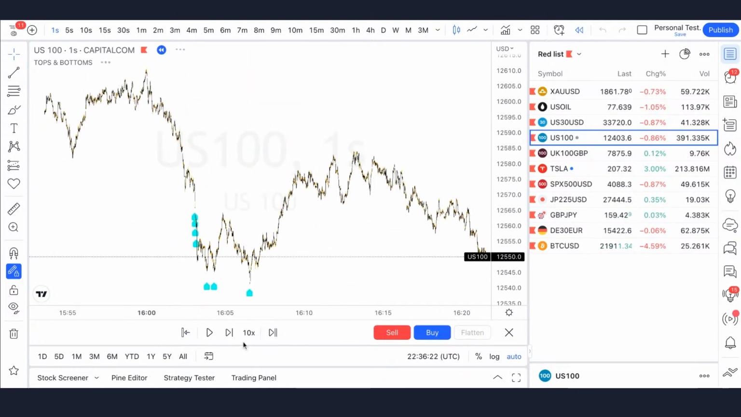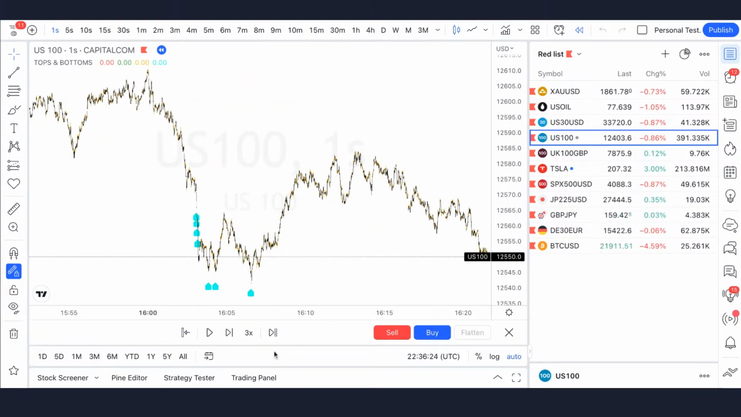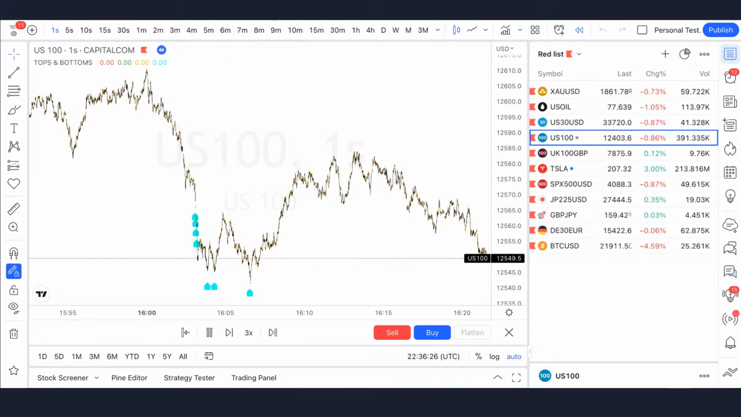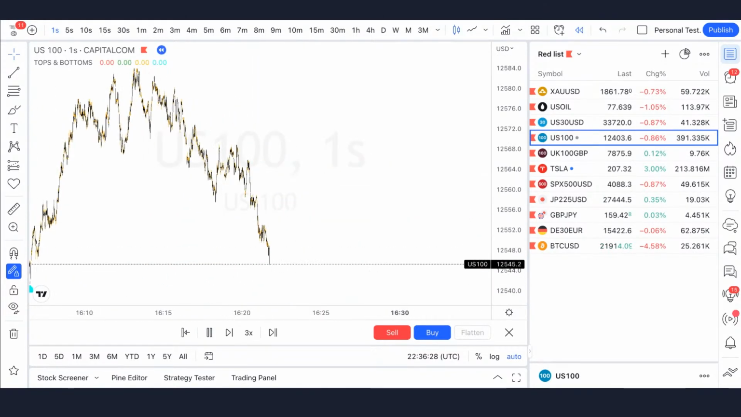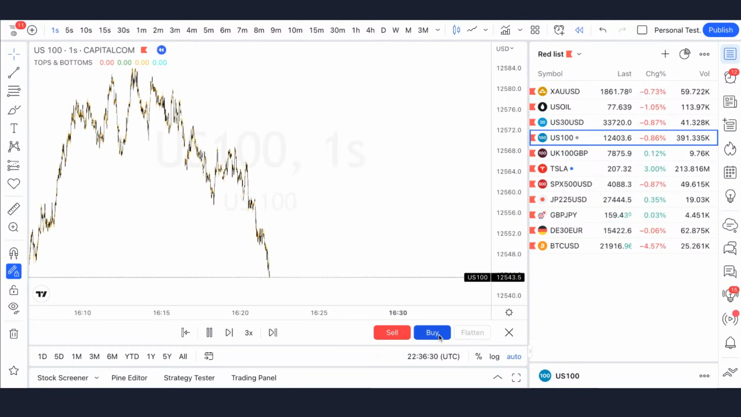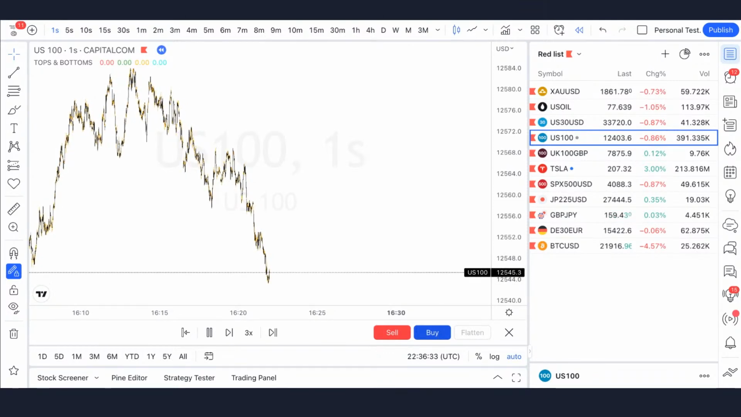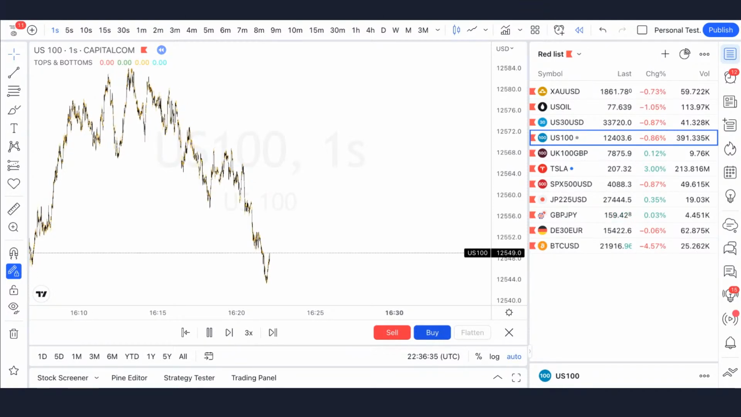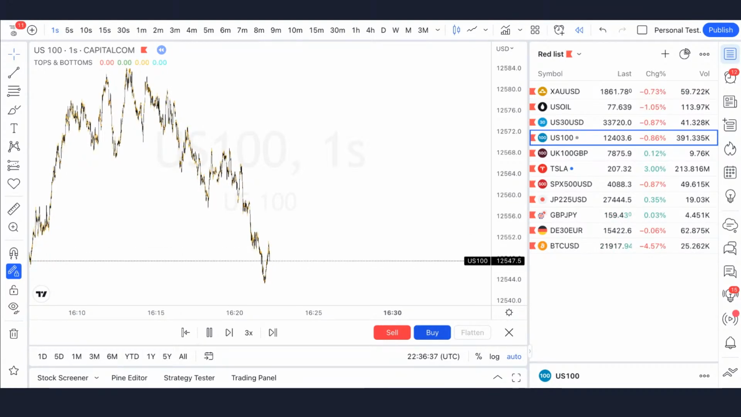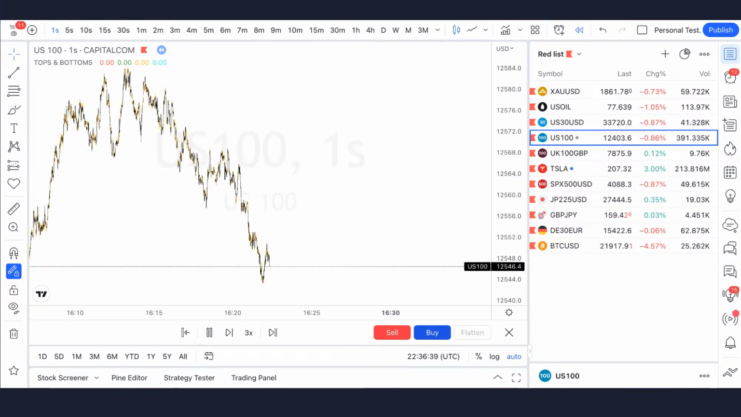Here's our tool. Drop down to 3 seconds. We'll play that. And this is exactly how things played out. We just followed the strategy, took our buys as the indicator told us to, and then managed the move from there.